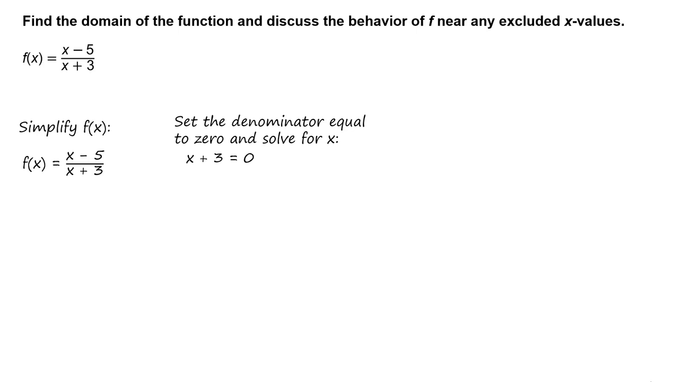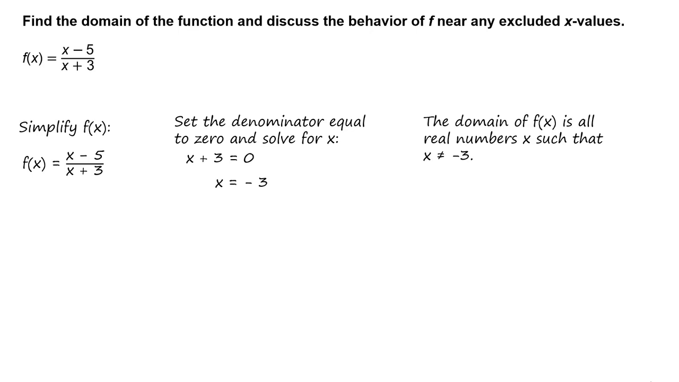So you have x plus 3 is equal to 0. Subtract 3 from each side of the equation, and you have x is equal to negative 3. So the domain of f of x is all real numbers except negative 3. Now determine the behavior of f of x as the function approaches negative 3 from the left side and as the function approaches negative 3 from the right side.